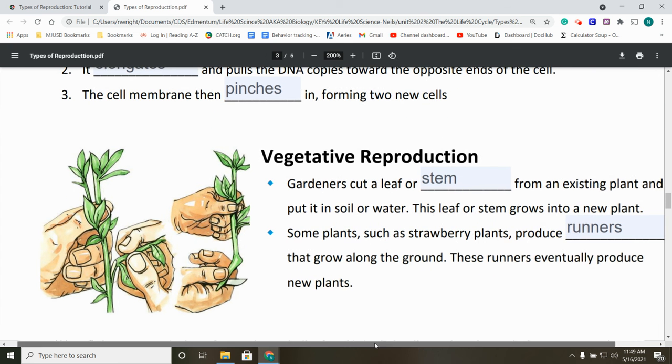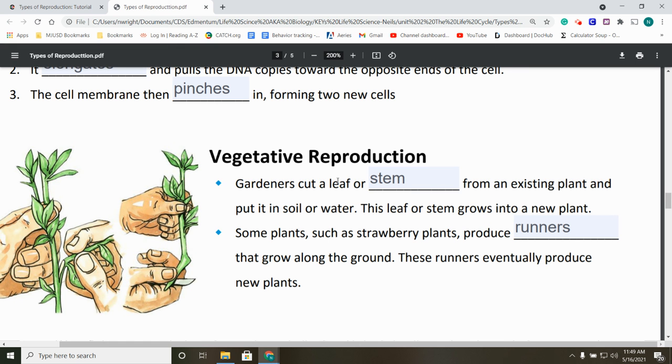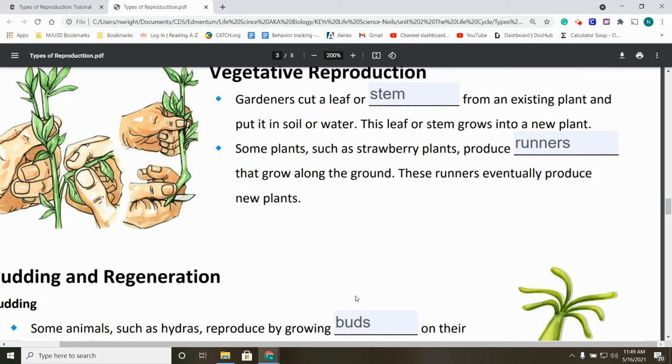Vegetative reproduction. Gardeners cut a leaf or stem from an existing plant and put it in soil or water. They also usually add a growth hormone to encourage roots to start to grow. This leaf or stem grows into a new plant. Some plants, such as strawberry plants, produce runners that grow along the ground. These runners eventually produce new plants.